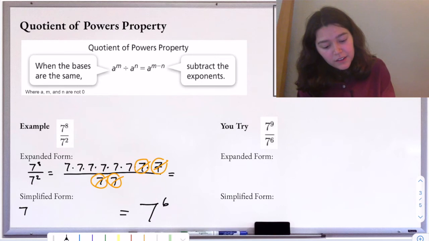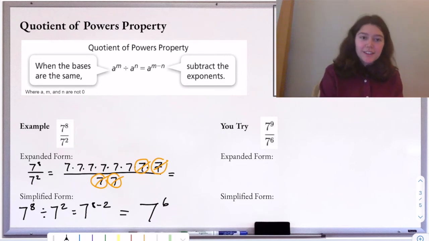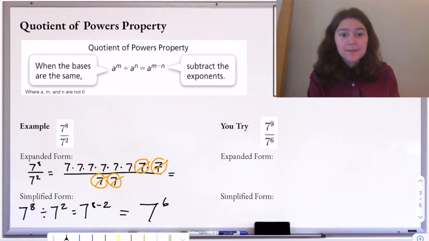And we can see here 7 to the power of 8 divided by 7 to the power of 2 is equal, according to our rule, to 7 to the power of 8 minus 2, which is 6. Awesome. All right, you try it. Tell me what it is in the expanded form and then our simplified form for 7 to the power of 9 divided by 7 to the power of 6.